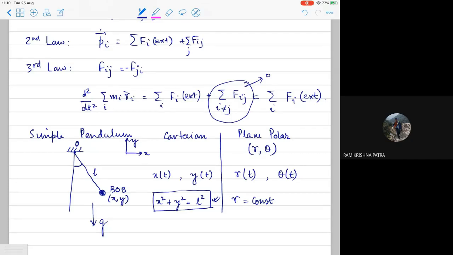So we neglect the mass of the string. The string is massless. We also assume the string is always straight and taut. It never slacks. And all of that is essentially mathematically stated in this one simple constraint equation: r is equal to constant, or x square plus y square is equal to L square, and L is a constant.